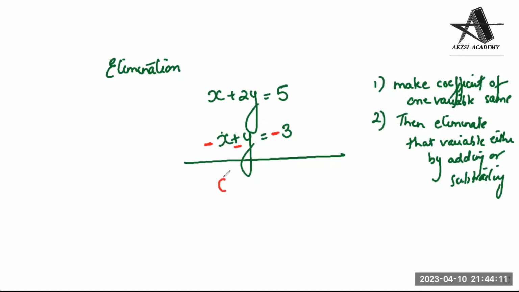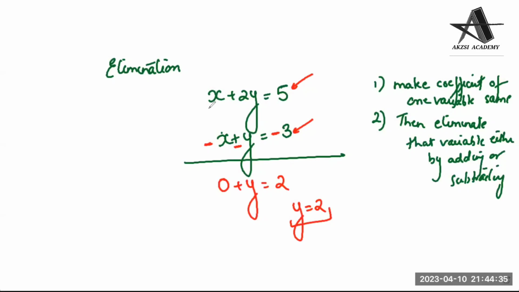Minus x is 0. 2y minus y is y. And 5 minus 3 is 2. So directly we get y equals 2. Once you have the value of y, you can substitute to get the value of x in either of the equations, either in this equation or in this equation, you'll get the same answer.